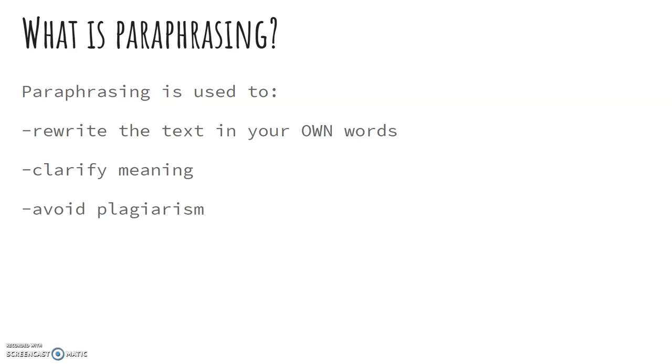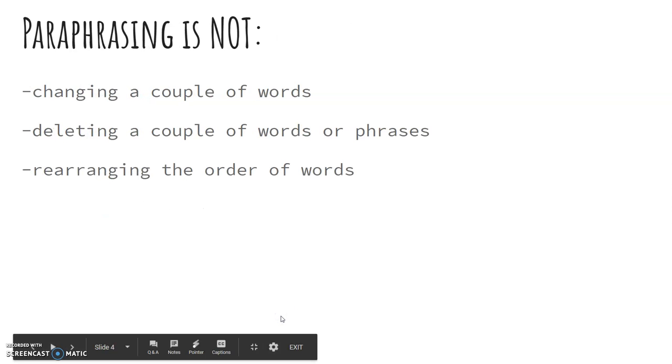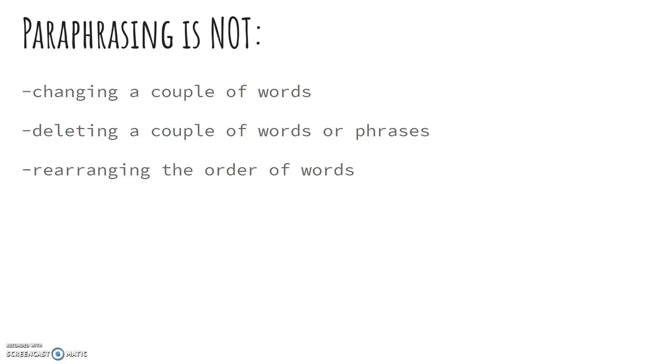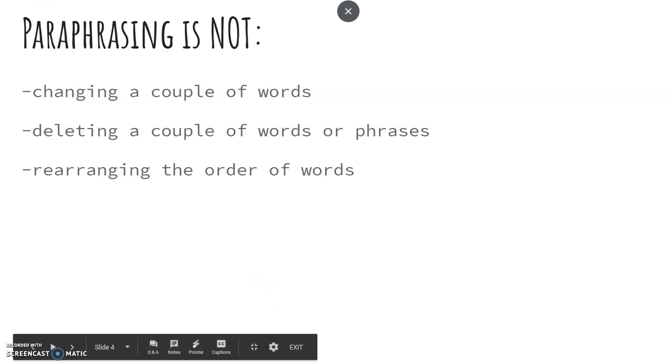What I'd like you to do is pause your video again and write this down in your notebook. Next, paraphrasing. You might think that it's certain things, but these are things that it's not. You don't take a text and just change a couple words. That doesn't work. You're still plagiarizing. Deleting a couple of words or phrases, so you might delete one sentence from the paragraph, that doesn't work. Rearranging the order of the words, you're going to totally confuse the meaning if you do that. Please pause and write these notes down.